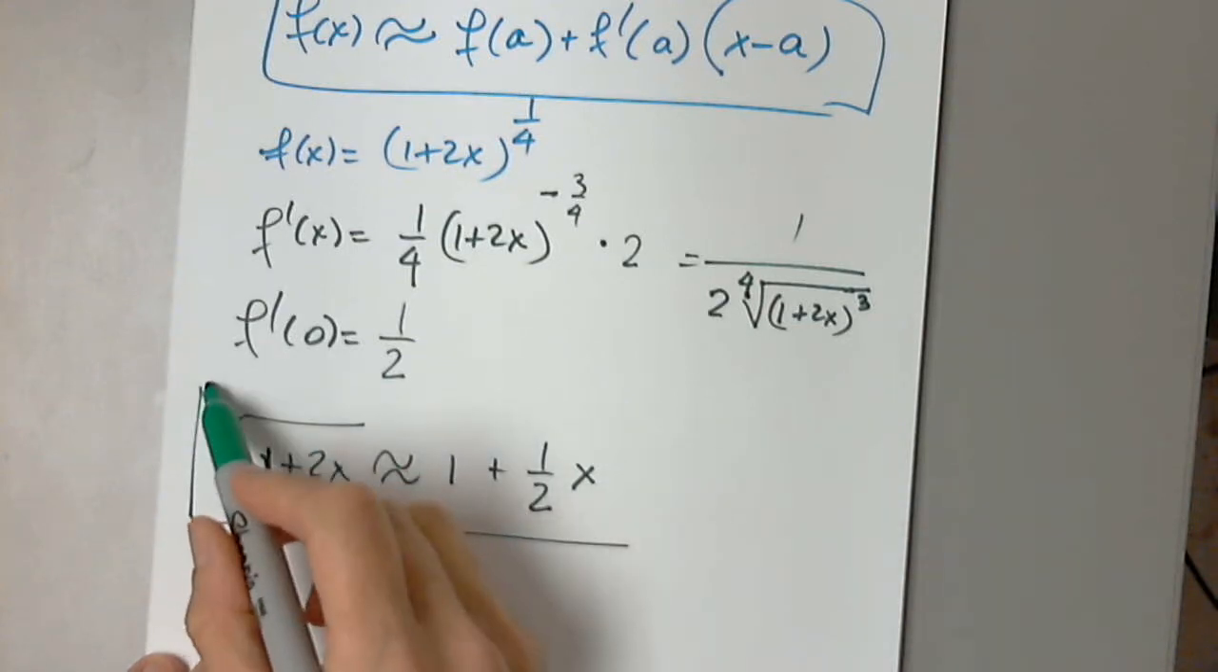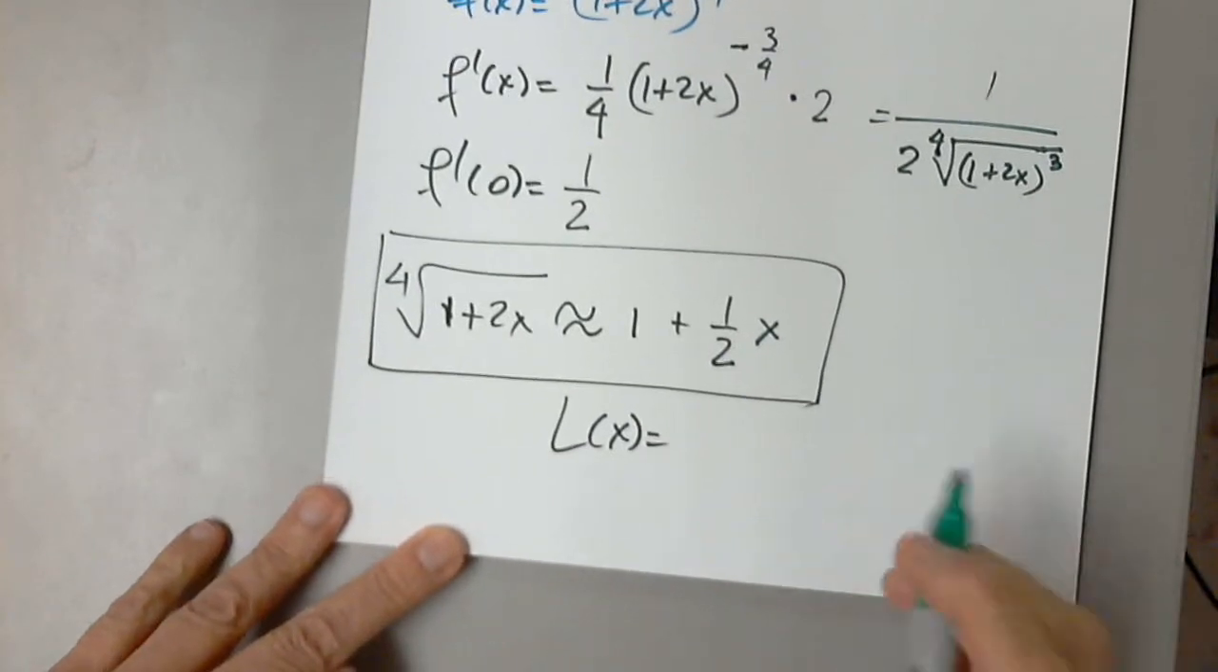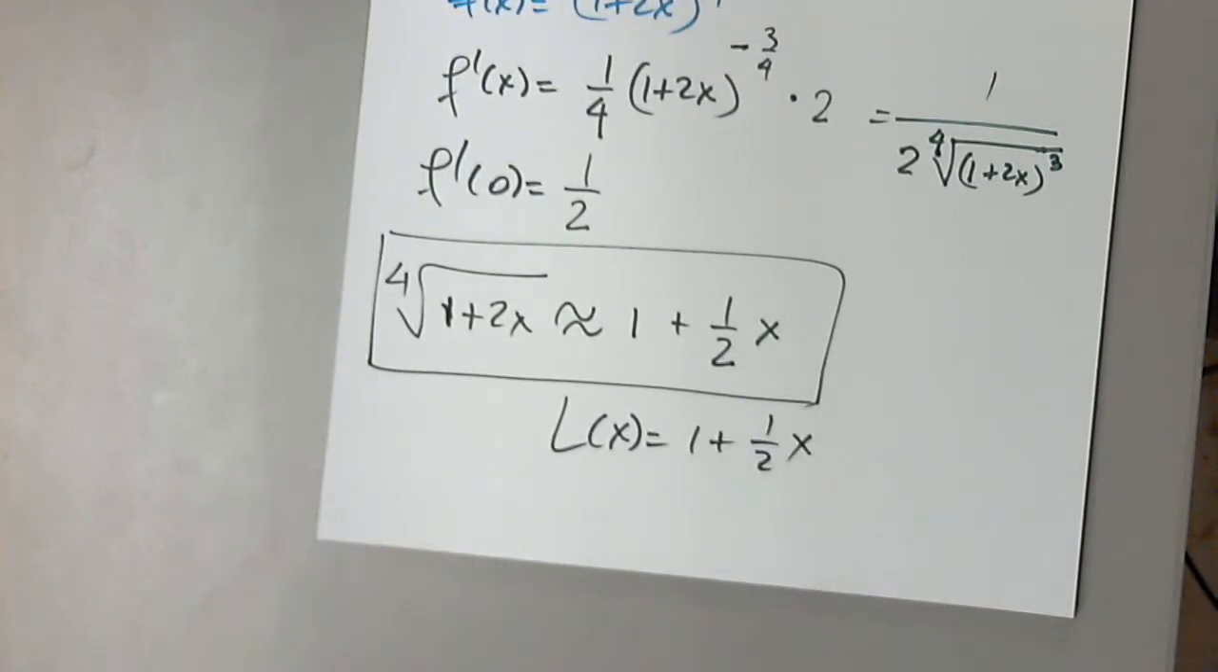So I will say this is the linearization of this function. What does this mean? And then we'll go to the second half of the problem. What does this say? This says that near 0, not 1, and not -1, those are too far away. Near 0, if you want to evaluate the fourth root of 1 plus 2x, you can use this confidently.